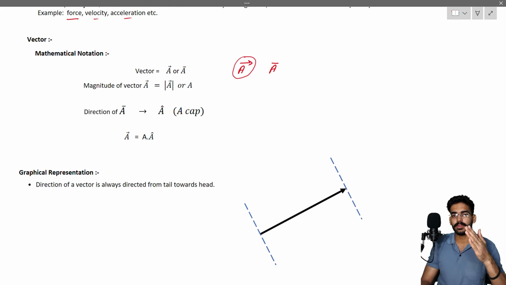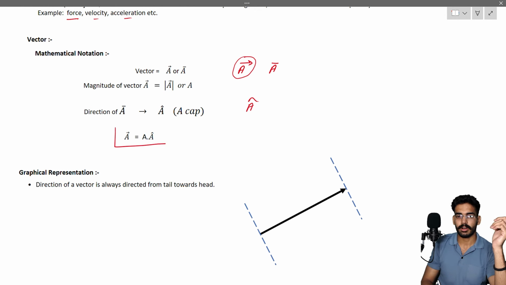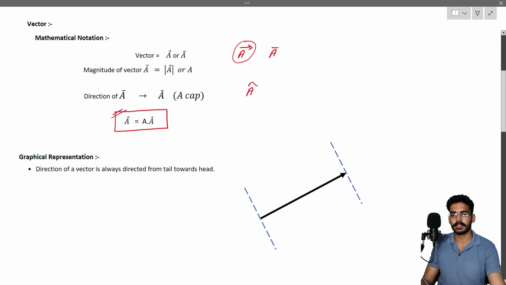If we want to denote the magnitude only, then we will put a mod on it, or we just write capital A, that's all. We don't put a vector sign above that. So that denotes the magnitude. And if we just want to denote the direction only, not the magnitude, then we write a cap. How do we read it? A cap, okay? Let me write it again, a like this, with a cap. So the vector a is just a multiplication of its magnitude and its direction, okay? This you have to remember. So a vector is magnitude into direction, okay? Any vector tells me the magnitude in a particular direction also, okay?